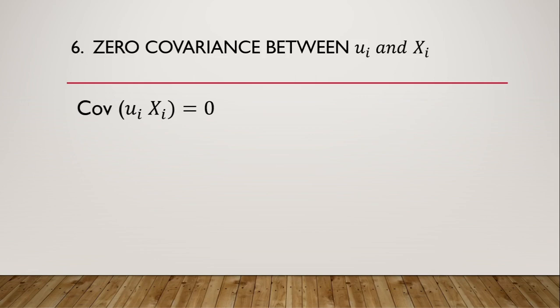The sixth assumption is zero covariance between ui and xi. Covariance between ui and xi is 0. There is no covariance between ui and xi. So again, this is a stochastic assumption because this is related to the stochastic term ui.